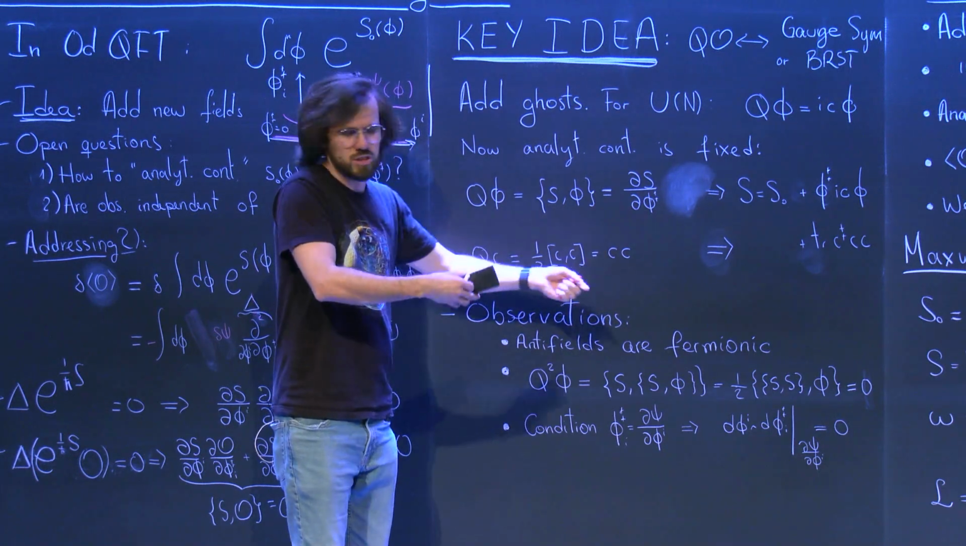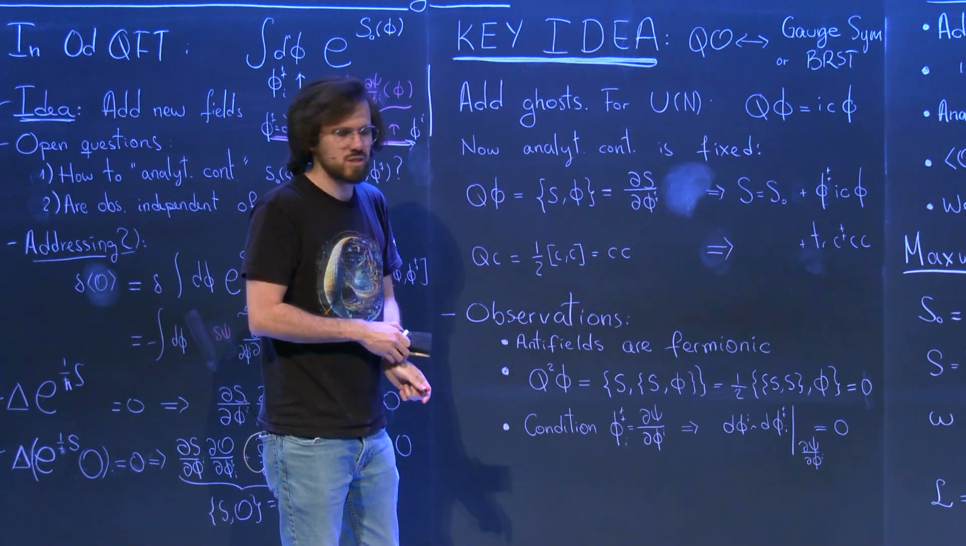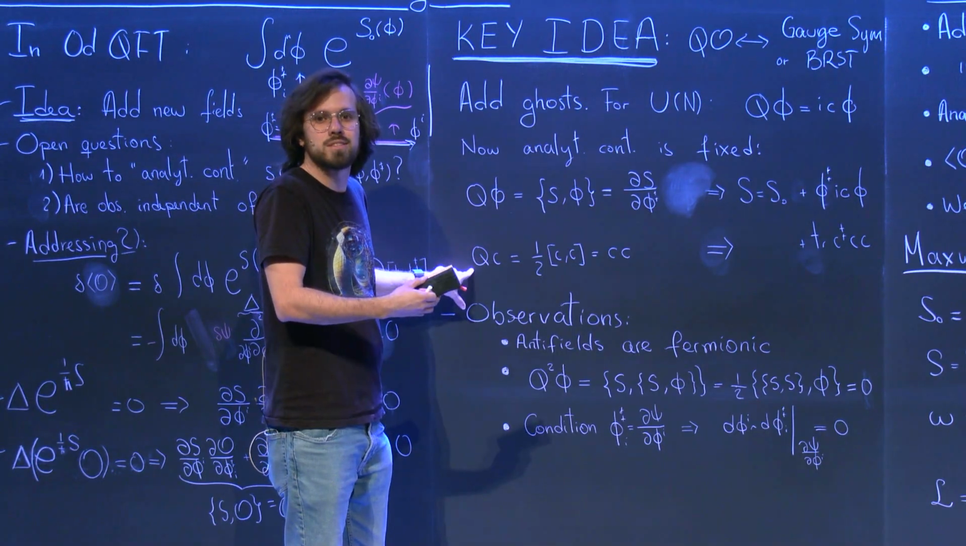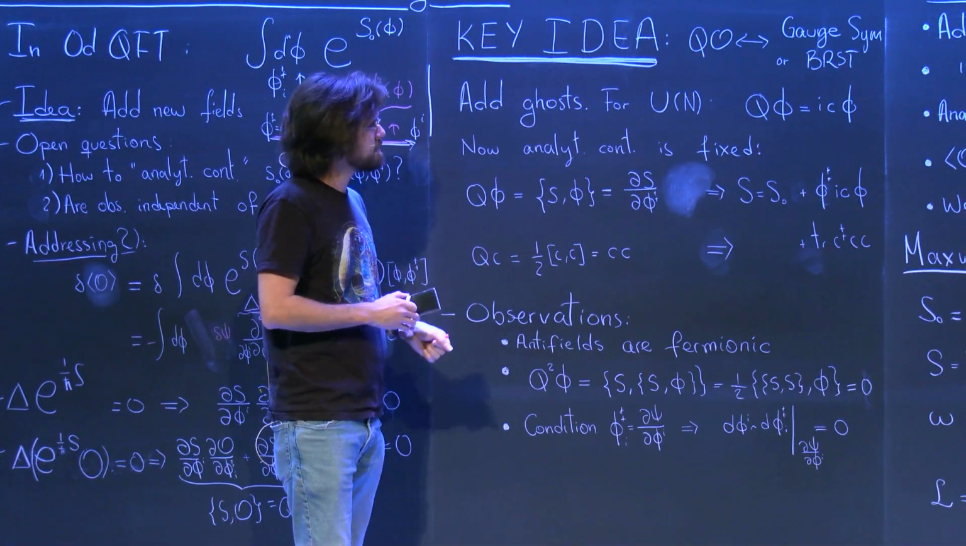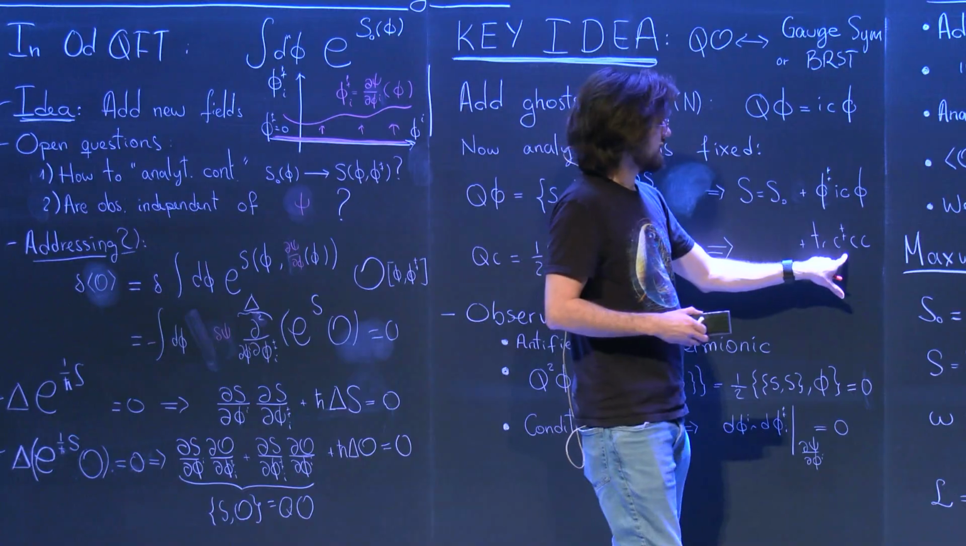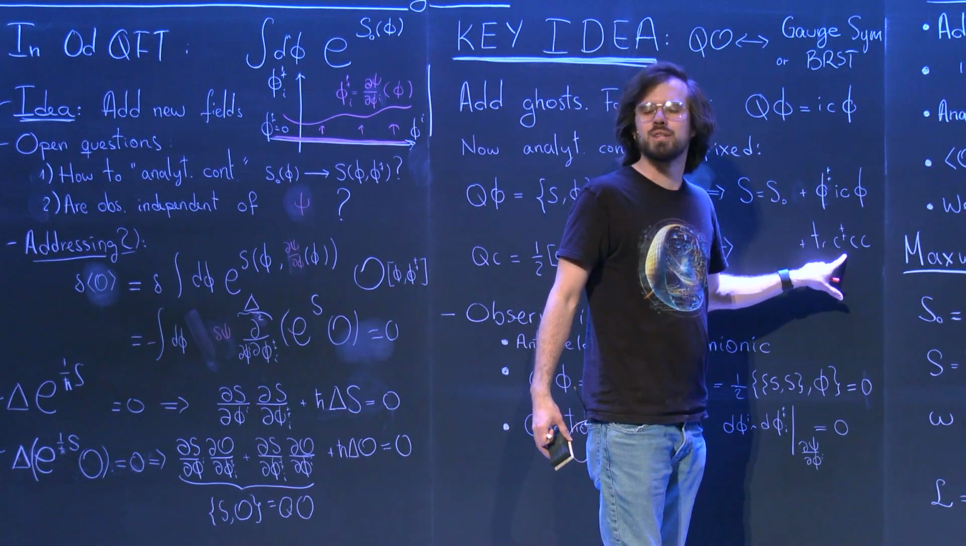And given just previous knowledge from BRST transformations and how they work, the fact that C is of this type guarantees that Q is nilpotent. It squares to 0. And so QC is just CC. Perfect. That means we must include this in our action.